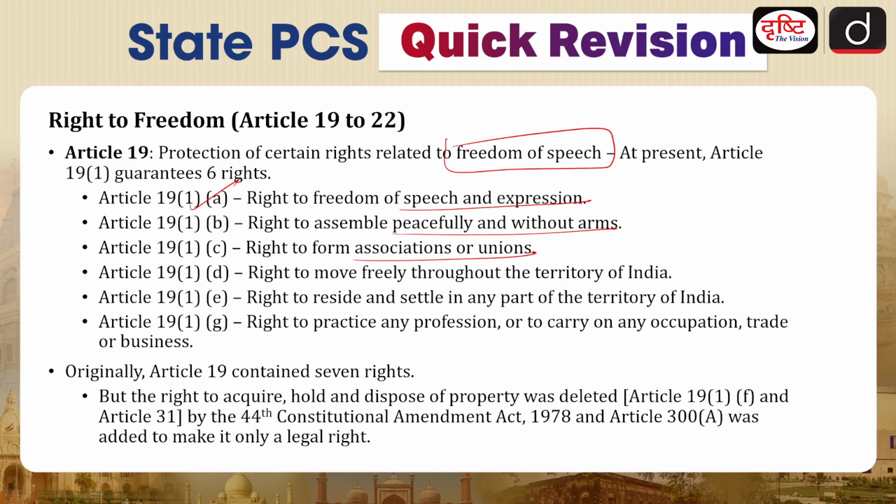Moving further, originally Article 19 contained 7 rights, as I told you, but the right to acquire, hold, and dispose of property was deleted with the 44th Constitution Amendment Act. So Article 31 and Article 19 clause 1 subclause (f) have been deleted. Now right to property is not a fundamental right, but still it is a legal constitutional right because it is mentioned under Article 300A. I hope it is understood.